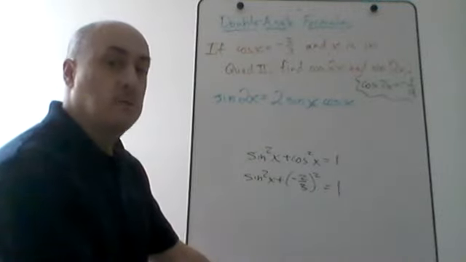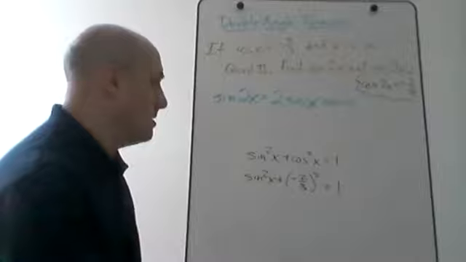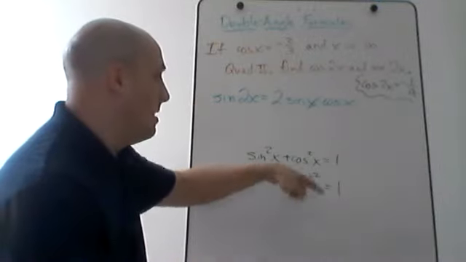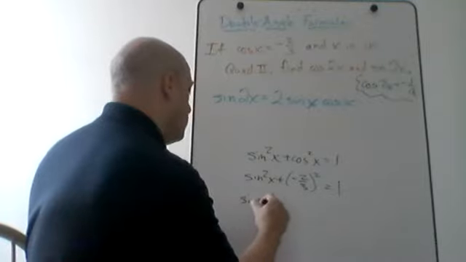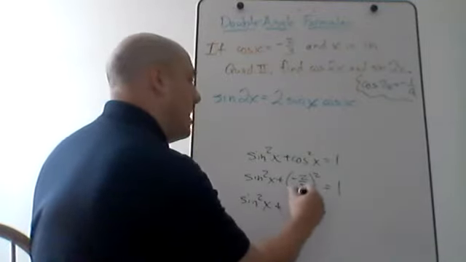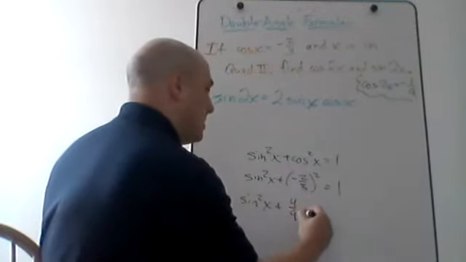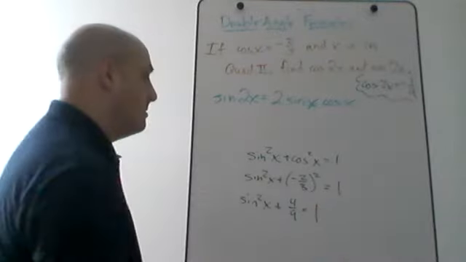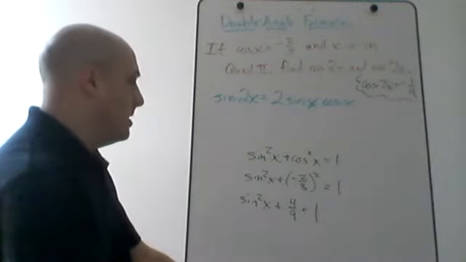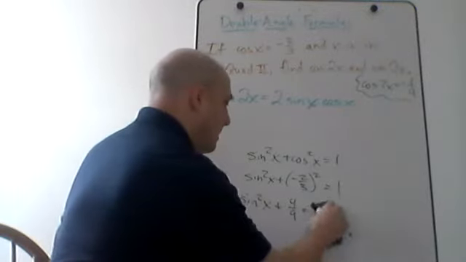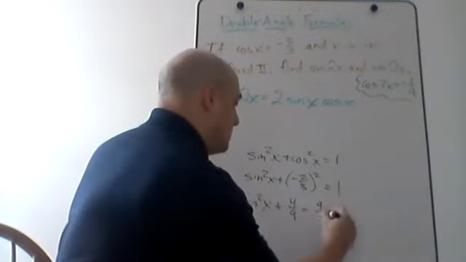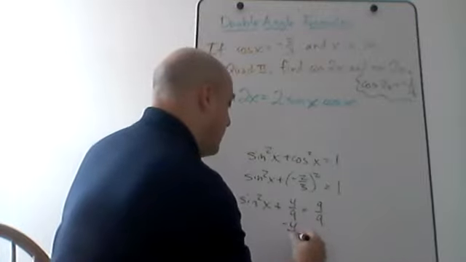So I plug in my value for cosine, which is -2/3, I square that, and now I solve this equation for sine of x. So sine squared of x plus, now -2/3 squared, just like we saw a couple minutes ago, equals 4/9. So I get sine squared x plus 4/9 equals 1, and that 1, let me write right now as 9/9, because what I have to do here is subtract that 4/9 to the other side.